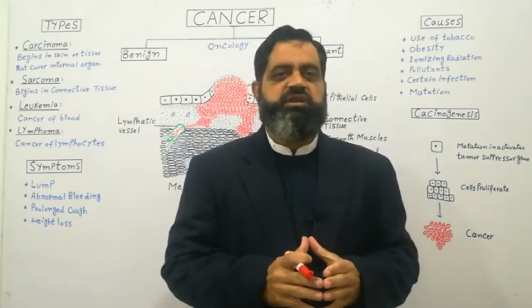Now sometimes they start to produce a tumor in the connective tissue. If they produce a tumor in the connective tissue, then this type of cancer is known as sarcoma. As I already told you, sarcoma is a cancer of the connective tissue. So in this way the cancer can spread to different parts of the body.